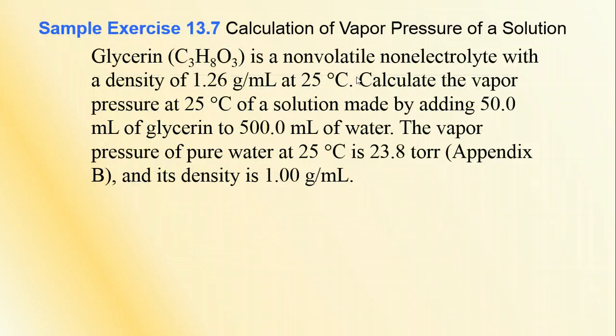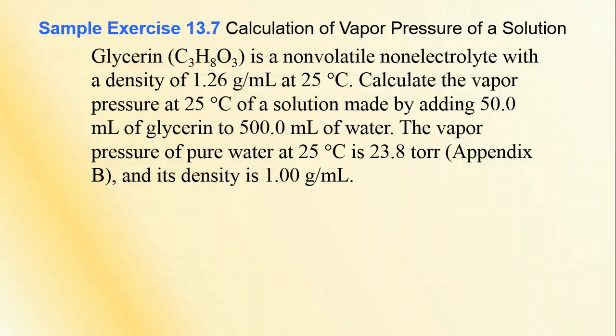All right, so here's a problem which you can find in your book, sample exercise 13.7. We have glycerin, non-volatile, non-electrolyte, so those particles of solute are not going to be evaporating. It has a density of 1.26 grams per milliliter. We want to know the vapor pressure of water if we've added 50 milliliters of glycerin to 500 milliliters of water. The normal vapor pressure of water at 25 degrees Celsius is 23.8 torr, and its density is 1.00 grams per milliliter. The work is done for this problem in the book, and I'll also put up the slides. But we want to think about the strategy for this.